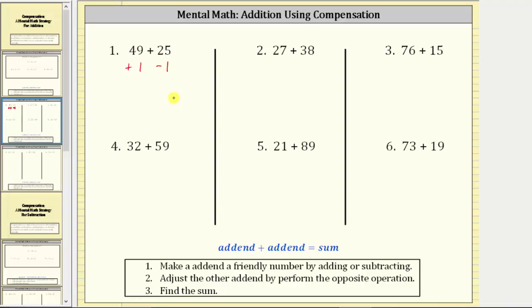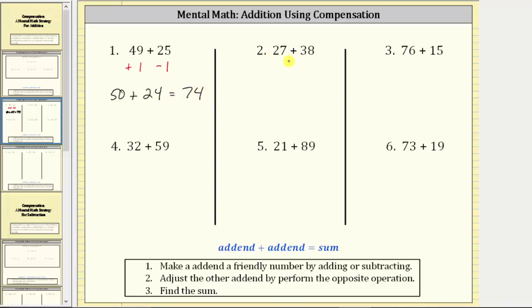This should make sense because if we add 1 to 49 and determine the sum is going to be 1 too large, and therefore to create an equivalent sum, we must subtract 1 from the other addend. Because 49 plus 1 is 50, and 25 minus 1 is 24, the new sum is 50 plus 24, which we can more easily determine mentally. 50 plus 24 is 74.